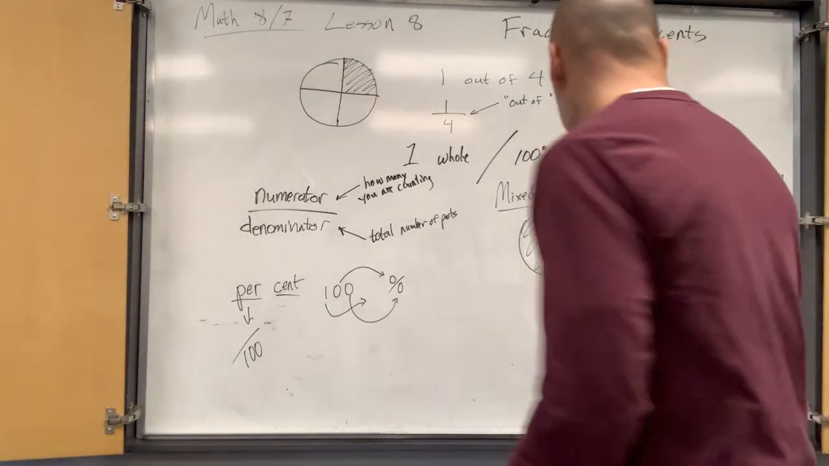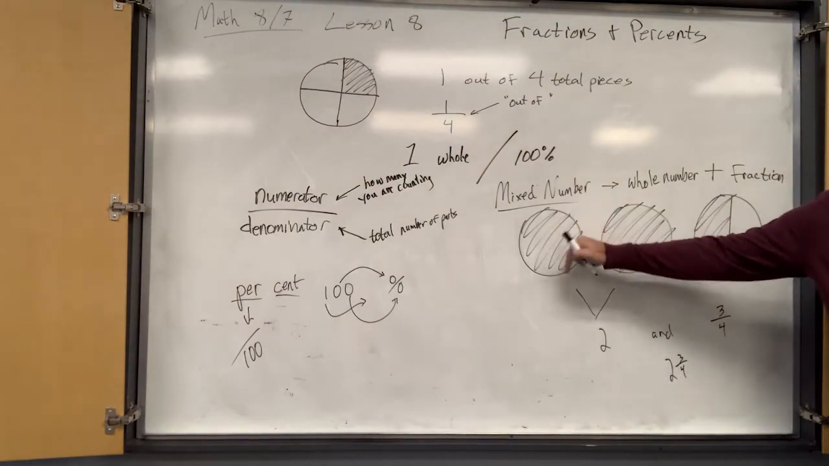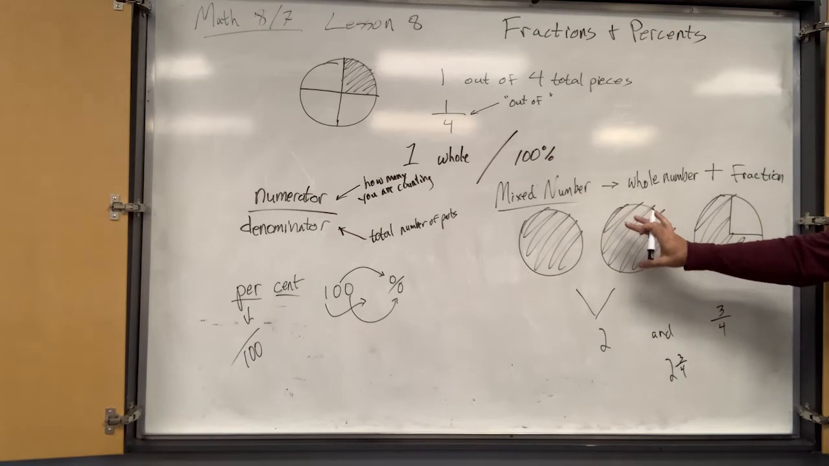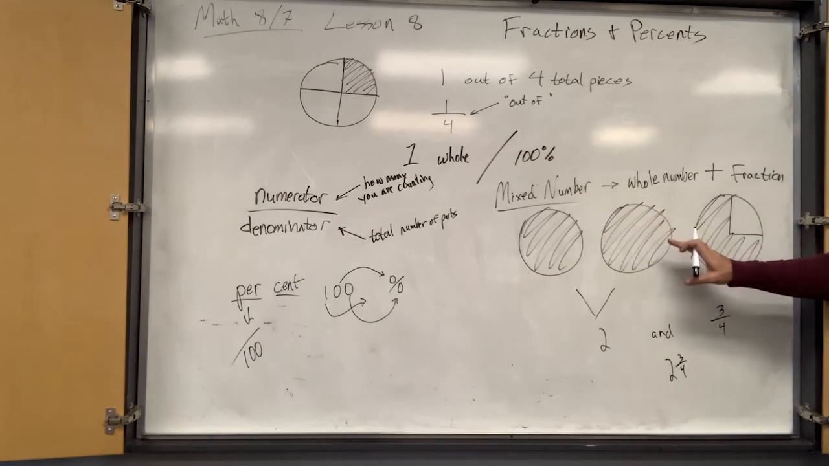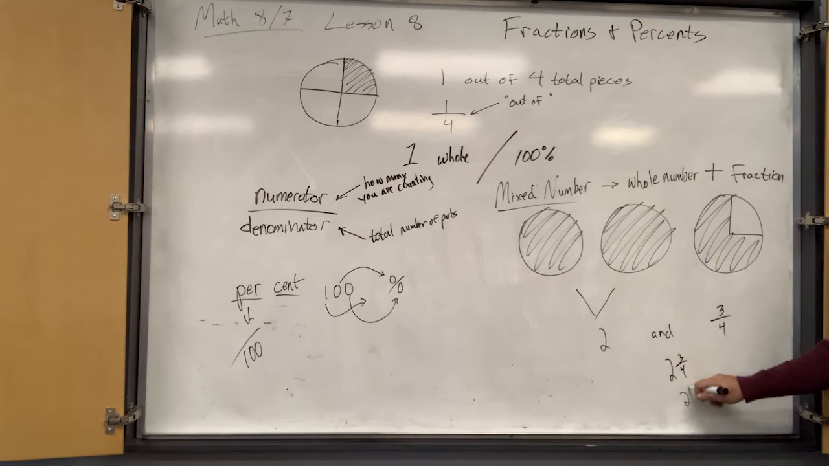2 and 3/4, good. So anyone know what percent this is? What percent is this? 100%. And what's that? Another 100%. So what do we have so far? 200. And what's this? What percent is this? 75. So total is 275%, okay? So remember, when you have whole numbers, every whole number is 100%.